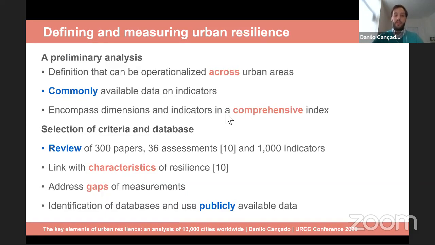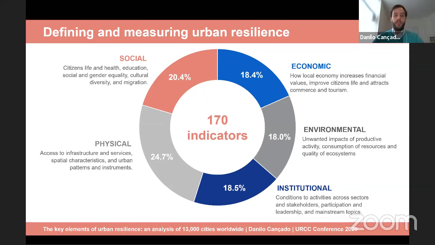Comparing this framework with research from many authors, for example, Sharif from 2016, who analyzed 36 community resilience assessments, and also comparing with resilience characteristics, for example, planning, absorption, adaptation, and recovery, it was possible to see that the proposed conceptual framework addressed existing gaps in indicators that measure urban resilience. Here you can see the distribution of the 170 indicators across the dimensions of resilience that were considered in this research. It is a fairly balanced proportion across those five dimensions, which also gives an indicative of validity of using this approach.